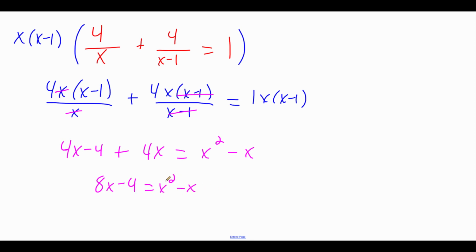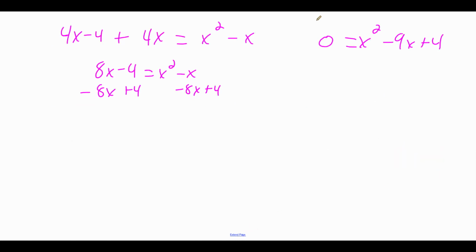We've got a quadratic in there, an x squared, so we want to get it equal to 0. So I'm going to subtract the 8x over, and I'm going to add the 4 over. So we're going to get 0 equals x squared minus 9x plus 4. Now this equation is not factorable, so we're going to use the quadratic formula to help us solve this one.